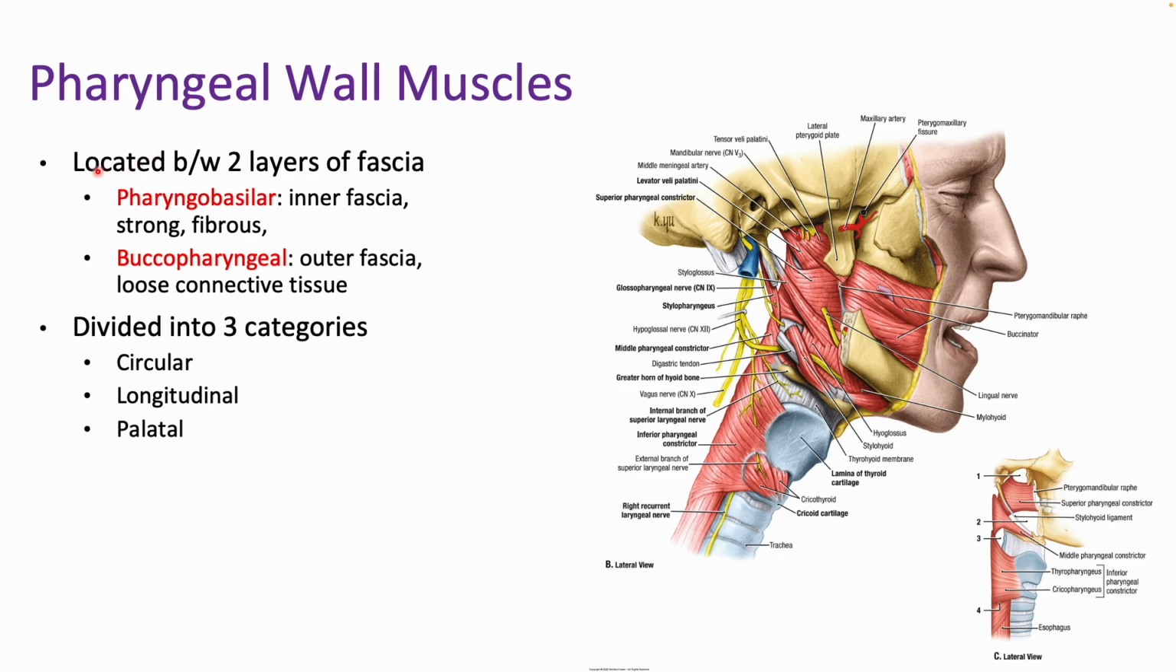So the pharyngeal wall muscles are going to be located between two layers of fascia. And that's going to be the pharyngobasilar, which is an inner layer that's really strong and fibrous, as well as the buccopharyngeal, which is going to be the outer layer with mostly loose connective tissue. And so this is kind of an overview of a lot of the muscles, and we're going to divide them into three categories. And so it's not quite three layers like we've seen with some other stuff. It's more just three functional categories. And so that's going to be circular, longitudinal, and palatal.